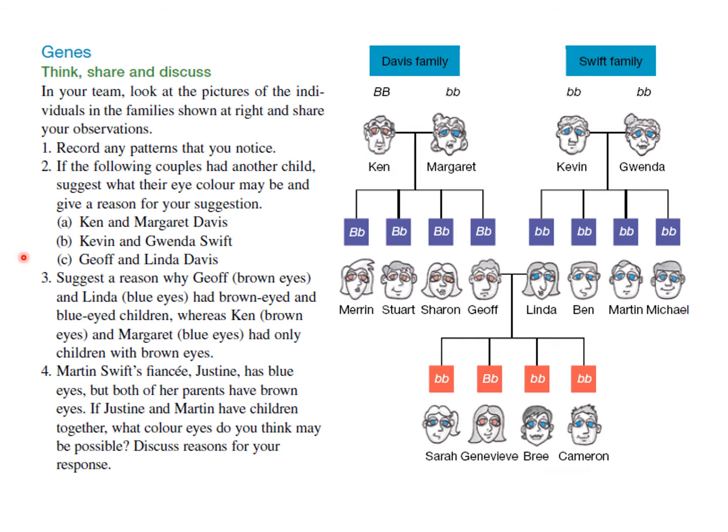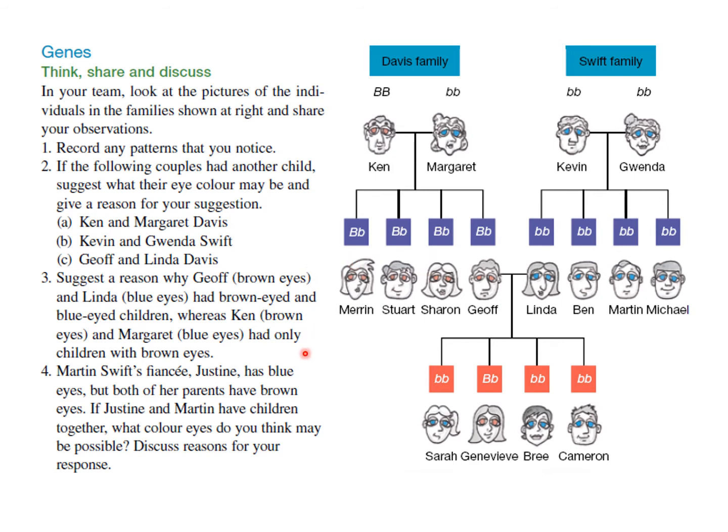Question 3 would like you to suggest a reason why Jeff, with brown eyes, and Linda, with blue eyes, had brown-eyed and blue-eyed children, whereas Ken, with brown eyes, and Margaret, with blue eyes, only had brown-eyed children. So you are looking here at the combination of blue and brown eyes versus brown eyes.